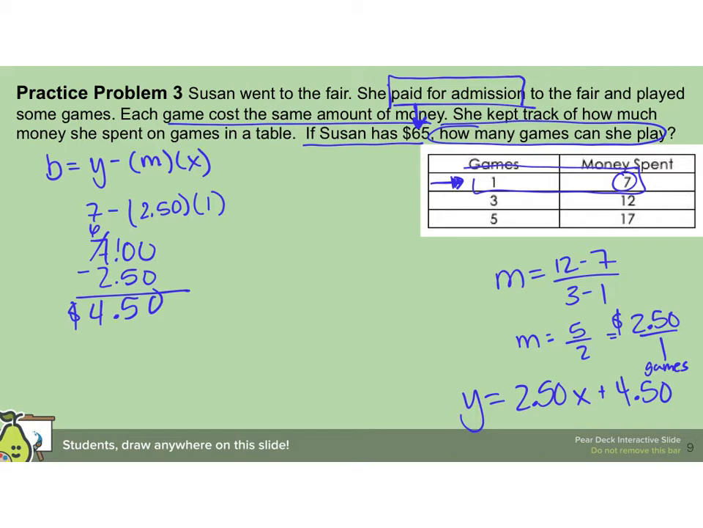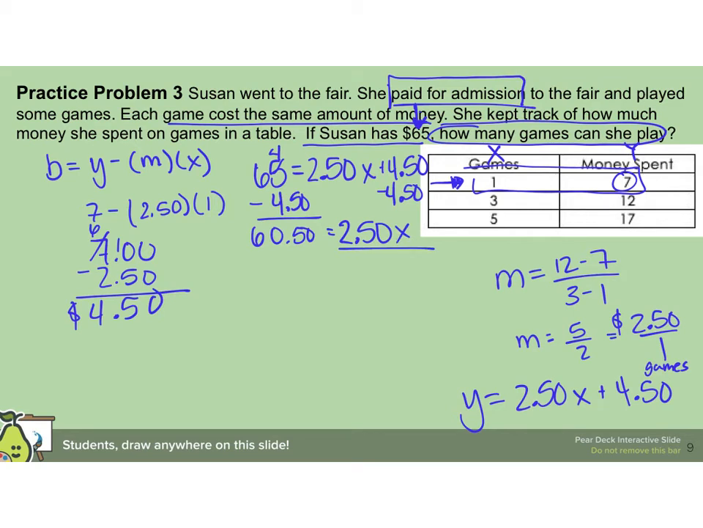So do you plug that 65 in for y, or do you plug it in for x? So that's when you can look at your table. Which one is the dollar amount? Is it an x or a y? It's the y. So $65 is money. 65 is the y. So 65 equals 2.50x plus 4.50. Two-step equation that we're going to solve. So she's got $60.50 to spend on games.